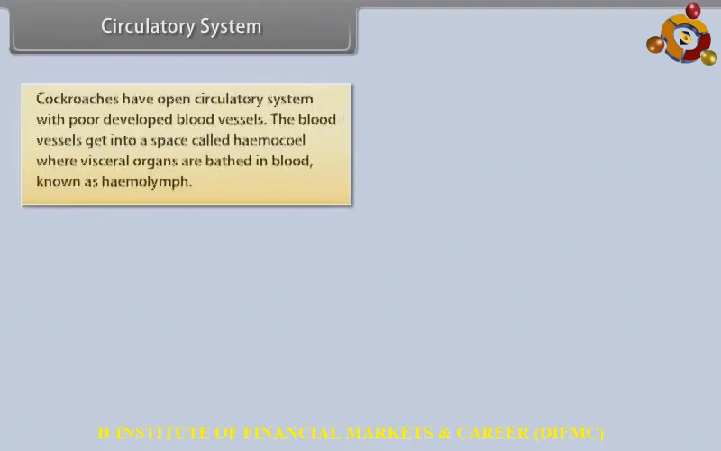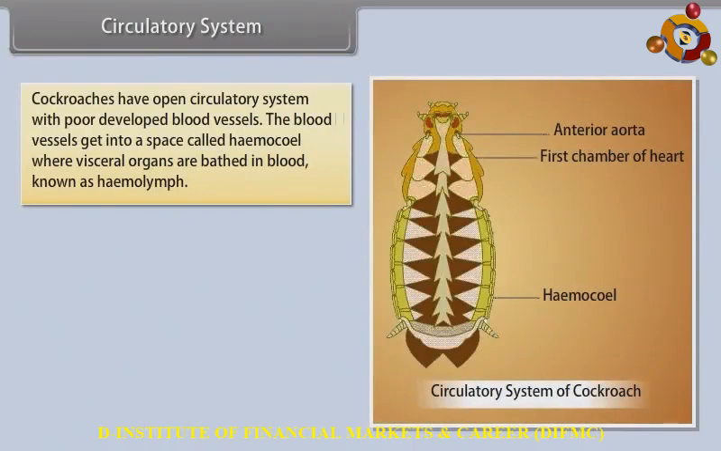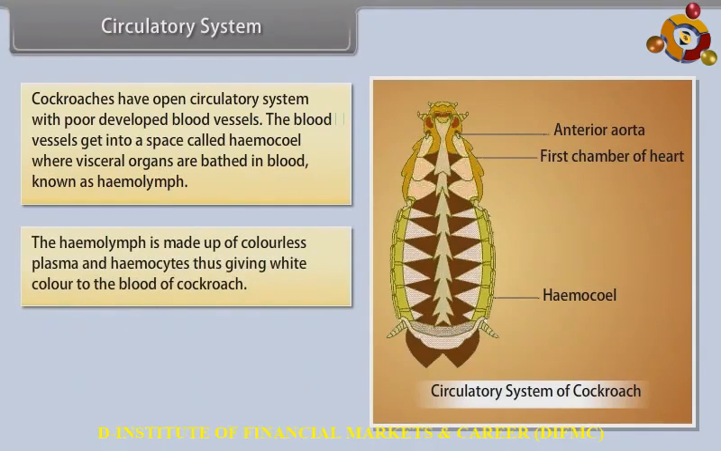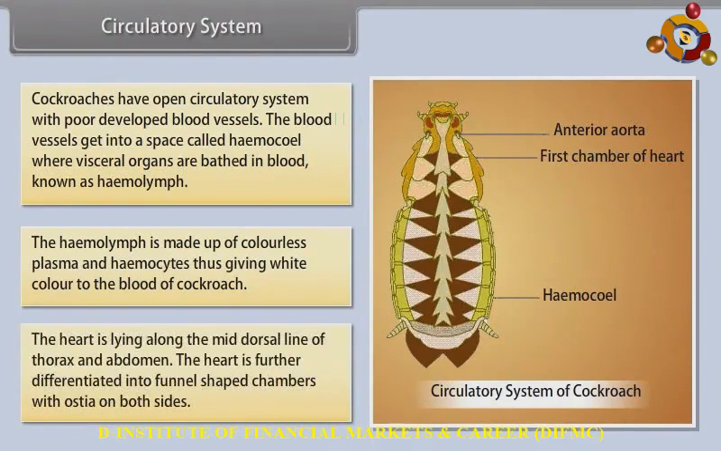Circulatory system. Cockroaches have an open circulatory system with poorly developed blood vessels. The blood vessels open into a space called the hemocoel, where visceral organs are bathed in blood, known as hemolymph. The hemolymph is made up of colorless plasma and hemocytes, thus giving a white color to the blood of the cockroach. The heart lies along the mid-dorsal line of the thorax and abdomen. The heart is further differentiated into funnel-shaped chambers with ostia on both sides.